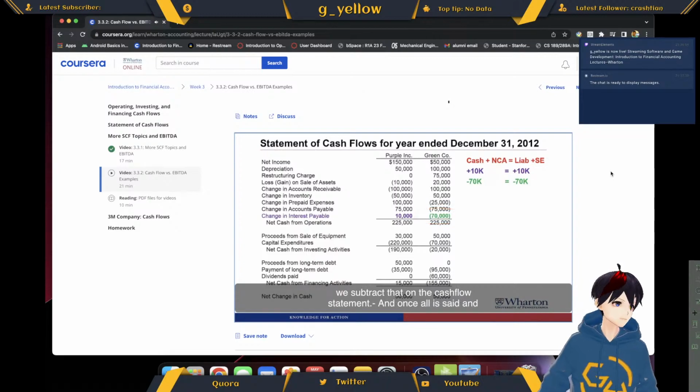And once all is said and done and we add everything up, it turns out that purple and green have exactly the same cash from operations of $225,000.